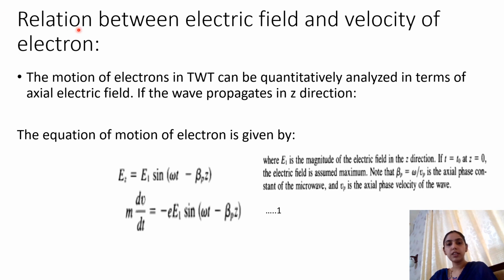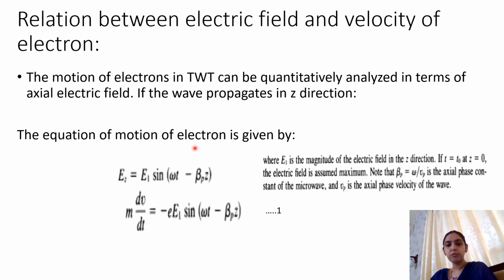Now in the last slide we have seen the schematic diagram of the interaction between the electric field and electron beam. Now mathematically, in the form of equations, we can establish a relationship between the electric field and velocity of the electron. So for that, the motion of electrons in a traveling wave tube can be quantitatively analyzed in terms of axial electric field. We are assuming that the RF wave is propagating in the Z direction, positive Z direction.